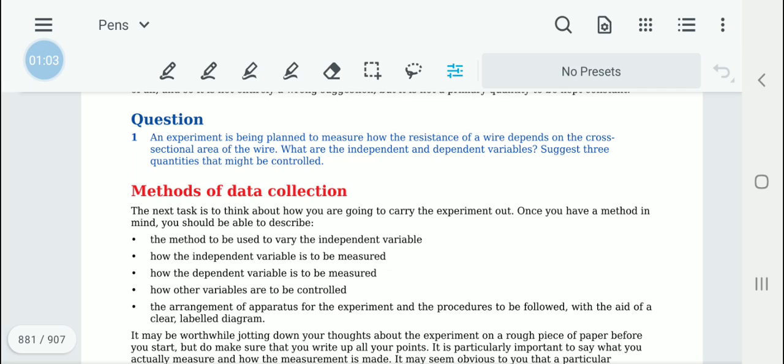If we identify these things, then we will be able to complete the experiment. First, we identify the dependent, independent, and the control variables. Then we identify how we vary the independent variable and how we measure that change. As a result of the changes in the independent variable, the dependent variable will also change. Then how do we measure the dependent variable? And then how do we maintain or control the other variables, the control variables?